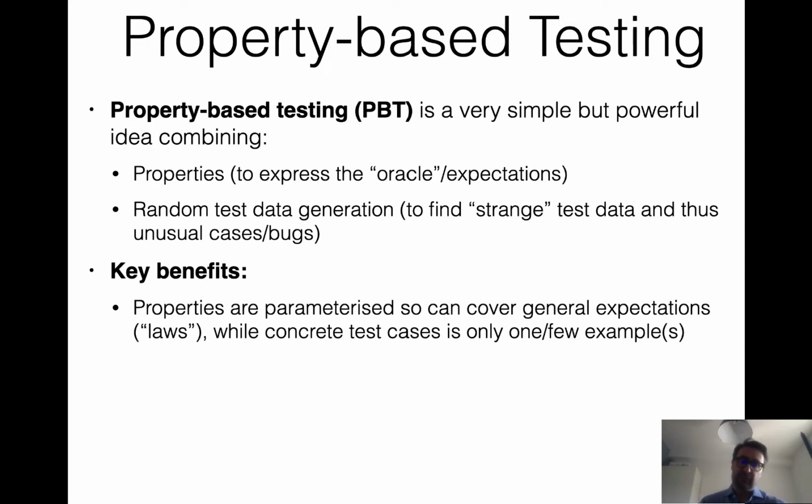Key benefits. The properties, as I said, are parameterized, so they can cover very general expectations, almost like laws that must always hold for a big chunk of test data and inputs. On the contrary, if we are just writing down our own concrete test cases, then we are limited. We can only write a few of them, and those need to be just examples, specific cases that we write out. What do we expect when we give this particular input? What do we expect to happen?